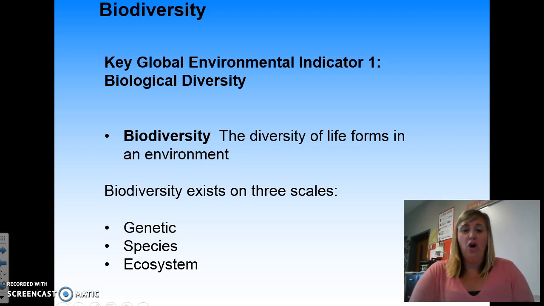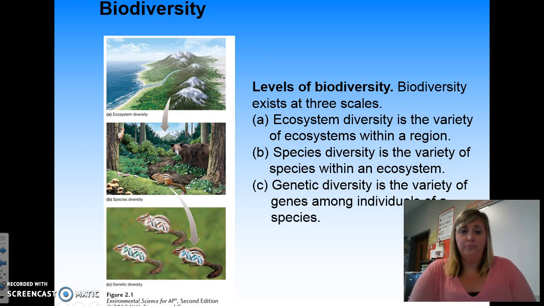Biodiversity is going to be all the diversity, all the different kinds of living things, the life forms that are in an environment. And a lot of times when we think of biodiversity, we just think of different types of animals, different types of plants. But we also need to remember, what that is is called species diversity, the different kinds of plants or animals and living things in an area. But there's also biodiversity at the genetic level and at the ecosystem level.